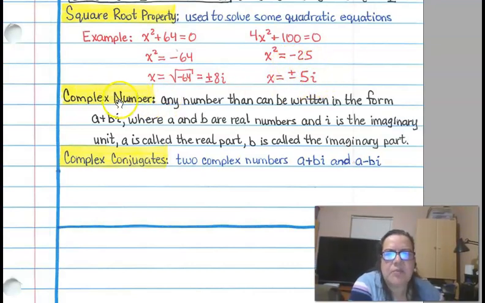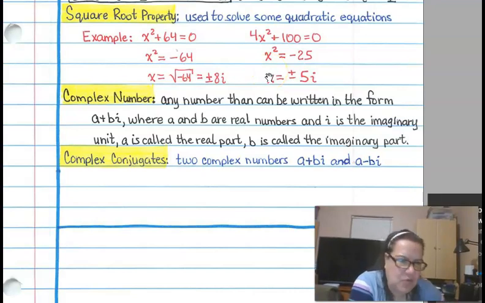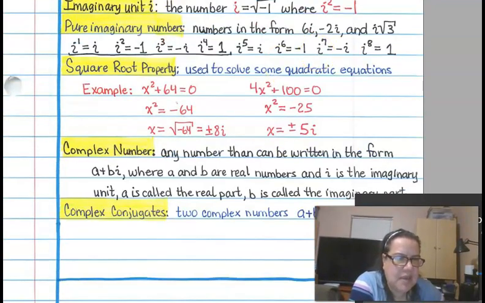So that's a complex number. It's any number that can be written in the form a plus bi, where a and b are real numbers like 5, 10, 100, negative 7, etc. And i is the imaginary part because it's the square root of negative 1. Because I don't know what that is. I can't see that.